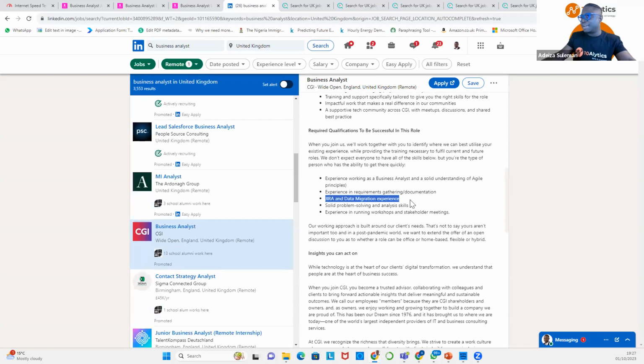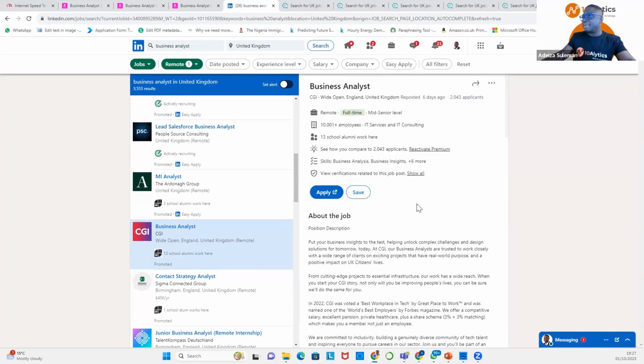You can see Jira and data migration experience working as a business analyst, understanding of agile principles, experience with running workshops and stakeholder meetings. And this is a remote job, full-time remote, and you can apply to it. There are so many remote jobs. LinkedIn is not the only site for remote jobs. There's remote.co, there is Flex Jobs, there is Wellfound, so many websites for remote jobs.